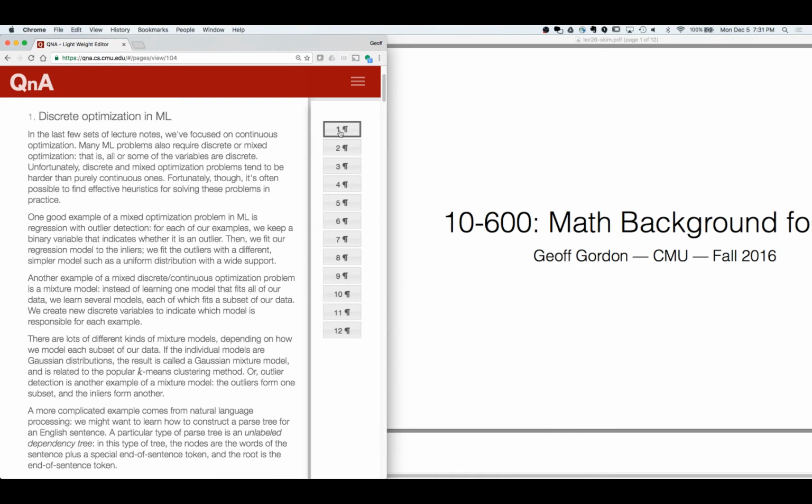So let's start with a couple of examples of why you might care about doing discrete or mixed optimization. One of them is outlier detection. In outlier detection, we can keep a binary random variable that says whether each one of our examples is an outlier, and then we can try to maximize the fit of our regression model to the inliers, and then maybe have a small penalty for every example that we declare to be an outlier.